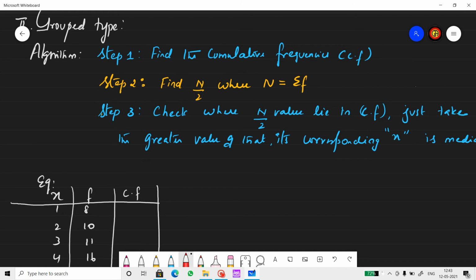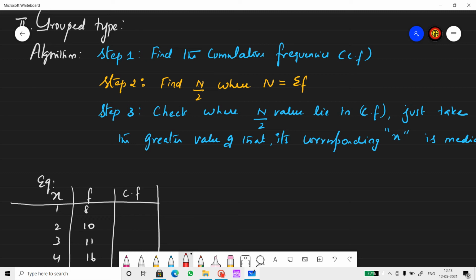Now, what is the algorithm for grouped type? Step 1, find the cumulative frequency. There is no ascending order here because it is already arranged and given to you. So you first cumulate the frequency. In short, we write it as C.F. Then we find N by 2 always.